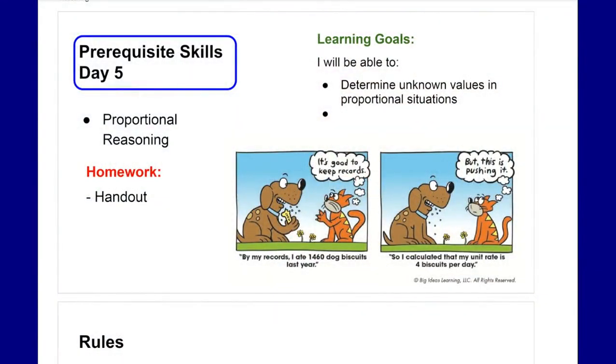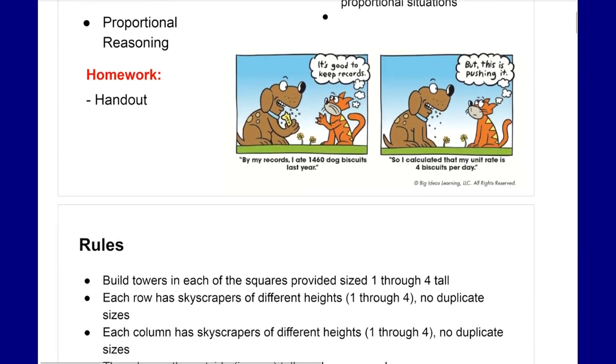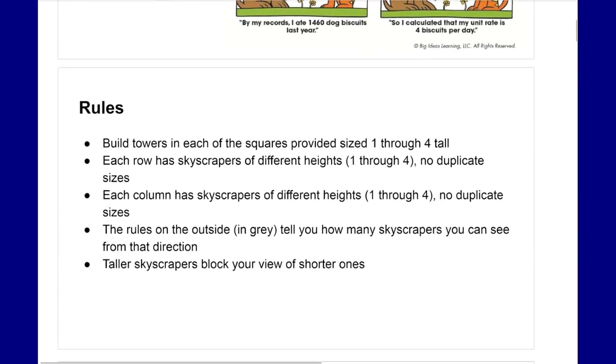In today's lesson, we are going to be looking at proportional reasoning. Before we get into that, in class, we are going to do a little math puzzle game to get our brains working. It's a game called Skyscrapers. It's kind of like a 3D version of Sudoku.